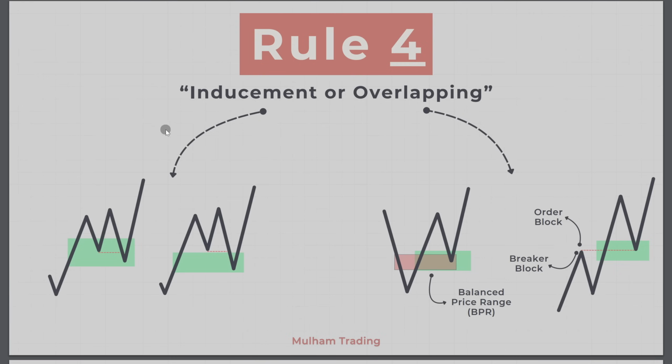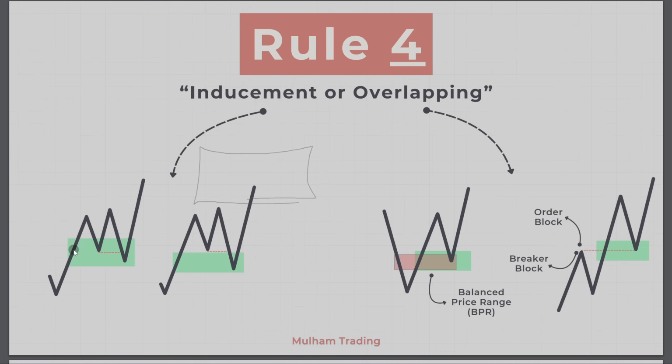The fourth rule says that we need to have an inducement or an overlapping to make a fair value gap a higher probability. Now, what is inducement? It can be in 2 different forms. The first one is, let's start with this one. It's a fair value gap that has liquidity above or below. So in a bullish scenario where we have this bullish fair value gap, there is liquidity that is very, very close to the fair value gap. That is an inducement, IDM. Okay, that's one form of it.